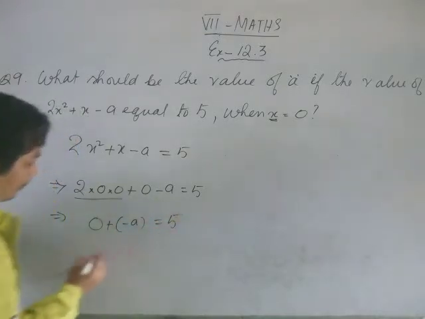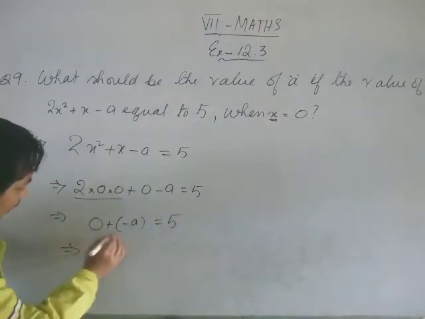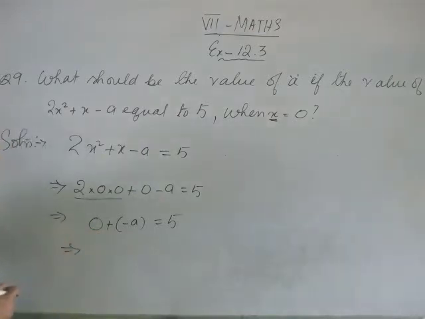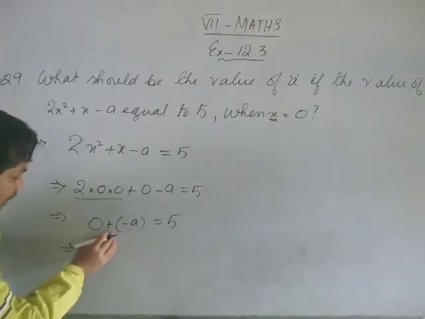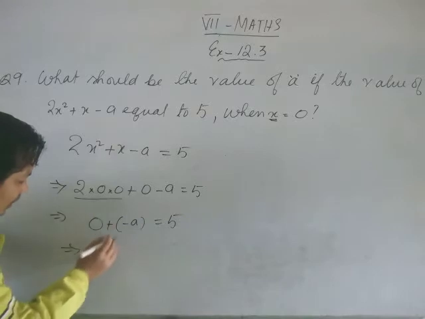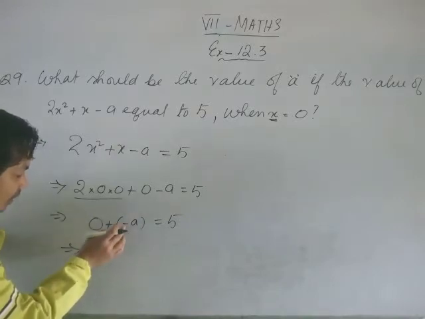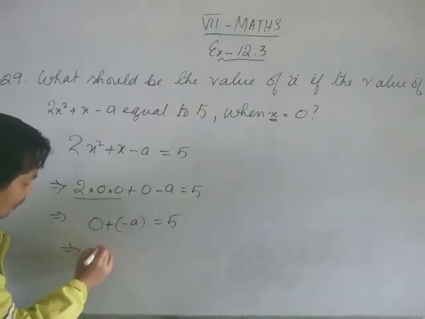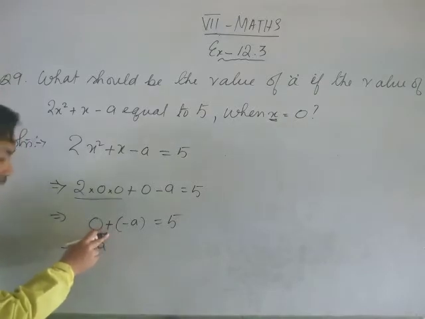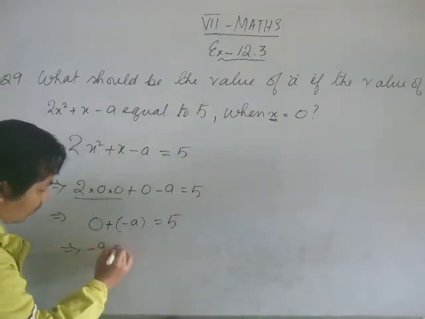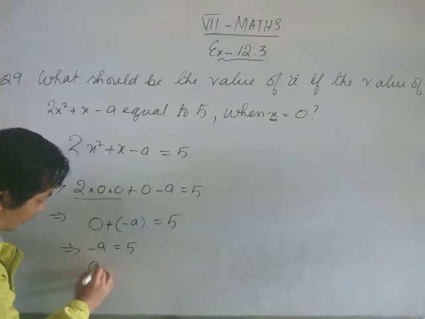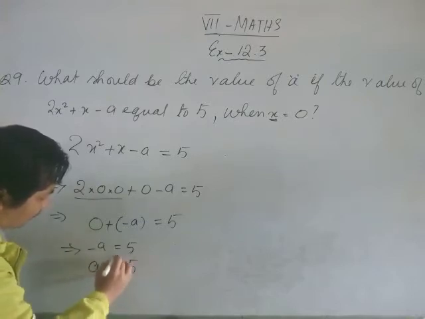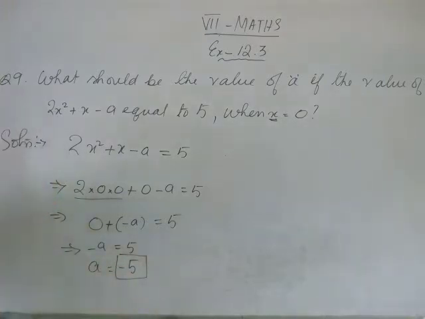Then 5. Now, what we have is 0, nothing is there to write now, plus and minus. Okay, so we are not going to change the sign here in the bracket, so we will take the sign in the bracket for there is plus outside the bracket, isn't it? So minus a is equal to 5. That means a is equal to minus 5.